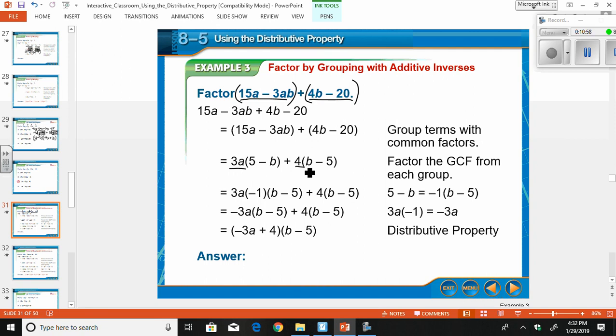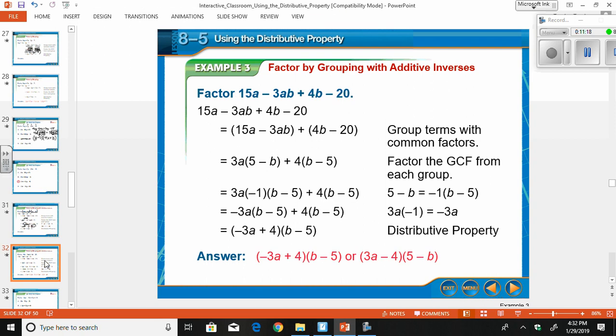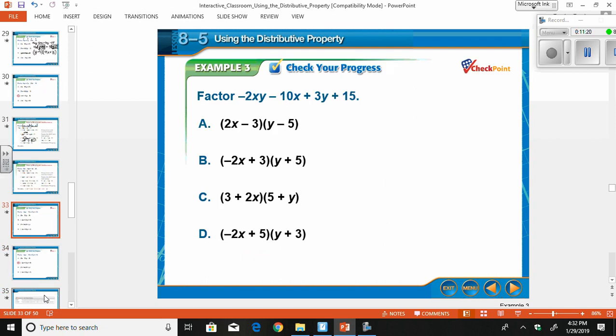So if we were to take a negative 1 out of this first group, that would give me a negative 3a. But when I take a negative 1 out, that makes this a negative 5 and this a positive b. So it flips to be b minus 5. And now we have something in common that we can take out, and we have it in factored form. A little trick there to getting the answer.